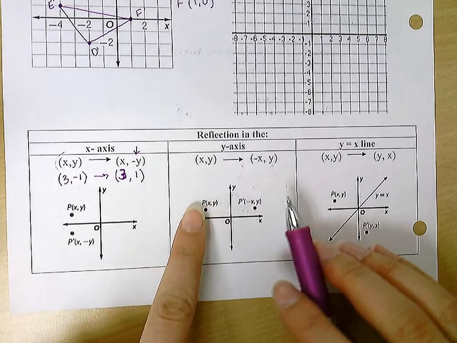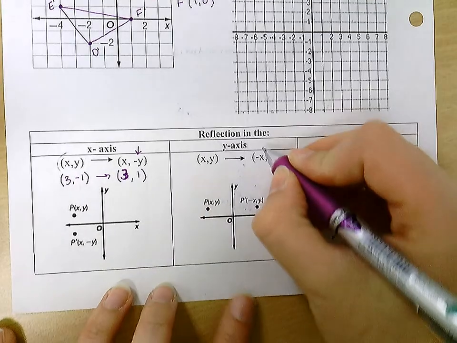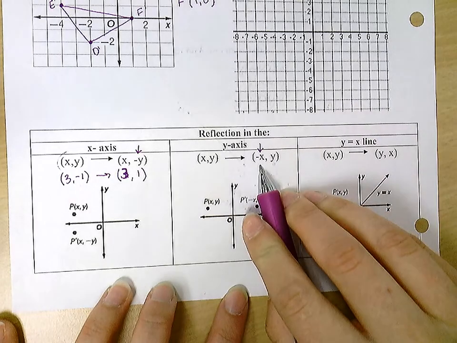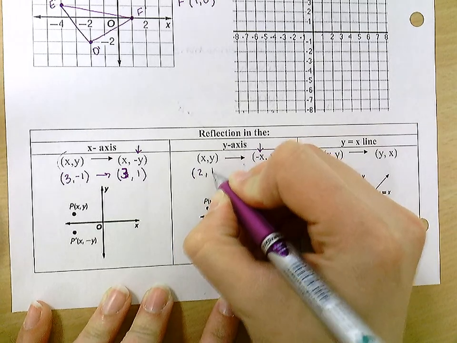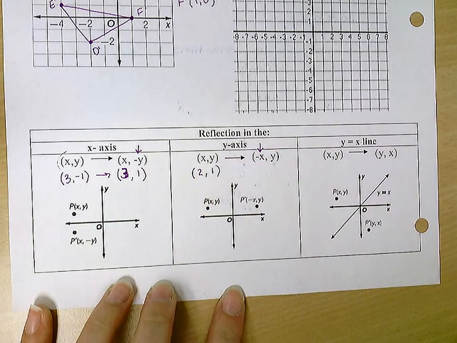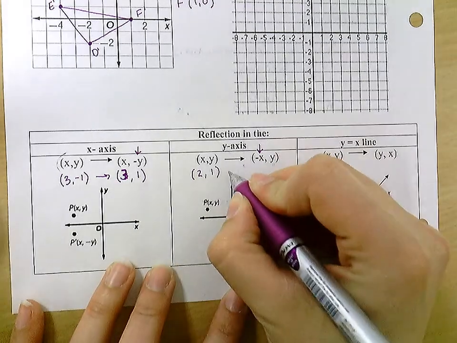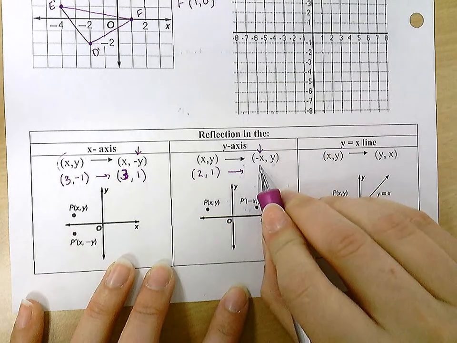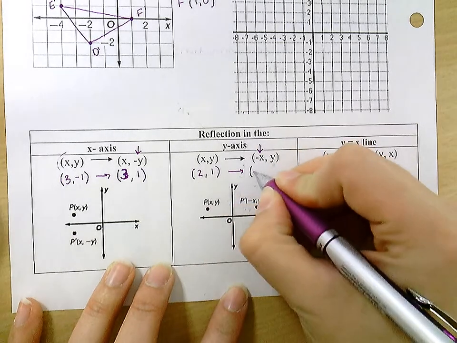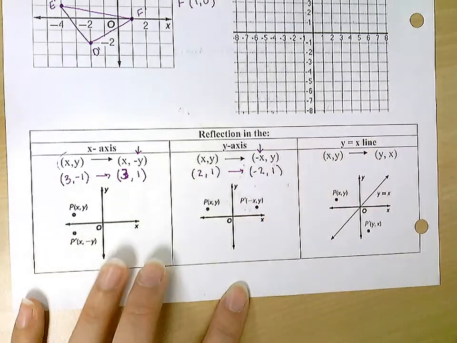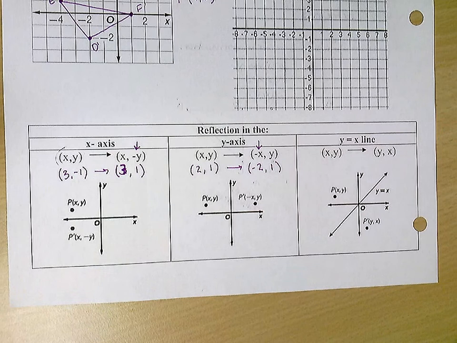To reflect in the y-axis, this time you're changing the sign on your x value. Okay, so if I have (2, 1) as my coordinate, to reflect in the y-axis, I need to take the opposite of my x value, which would be -2, and then keep y the same as 1. Okay, so you're just taking the opposite sign of that value. Doesn't mean it's always negative. Okay, that negative in front means you're taking the opposite sign.